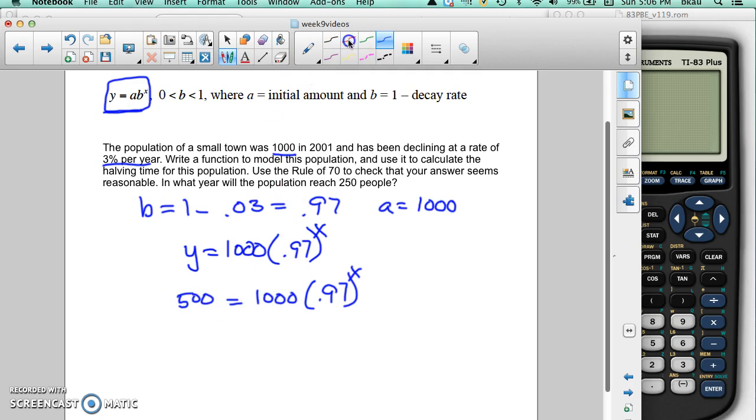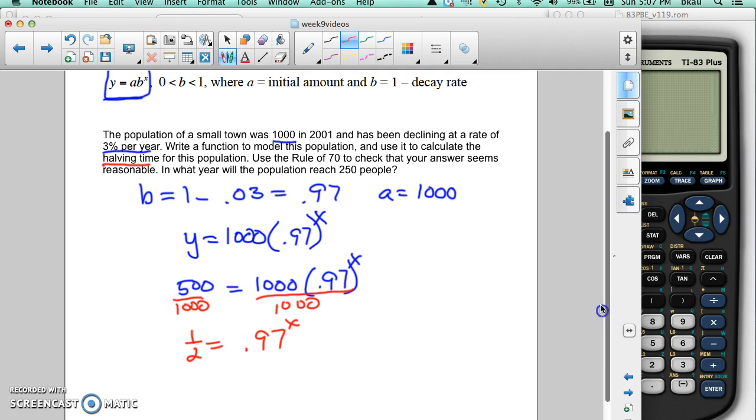As always, we divide by the number in front of the base, which in this case is 1,000. And this makes sense. We have a half equals 0.97 to the x power. It makes sense that it's a half because it's halving time. Now our next step would be to take the log of both sides. It doesn't matter which log. Before I used the regular common logarithm, but this time I'm going to use ln. It should give me the same answer.